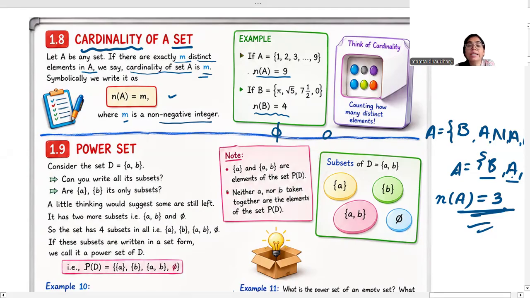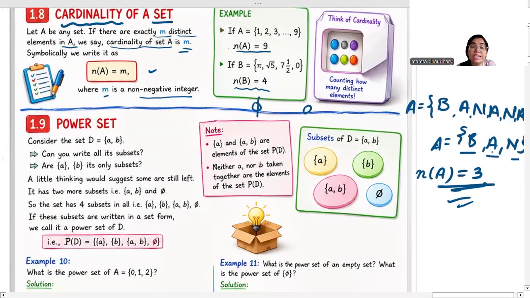Understood? Now, next comes power set. What is basically a power set? Power set means a set of all the subsets. It means if you make the set of all the subsets of a set, then the combined set is called the power set. For example, there is a set D, {A, B}. In D, we have 2 elements, A and B.